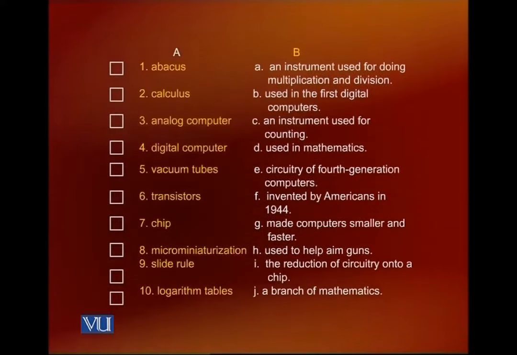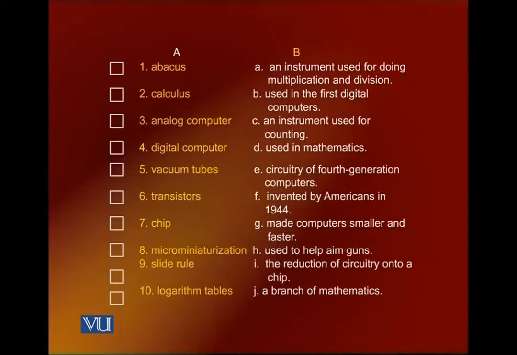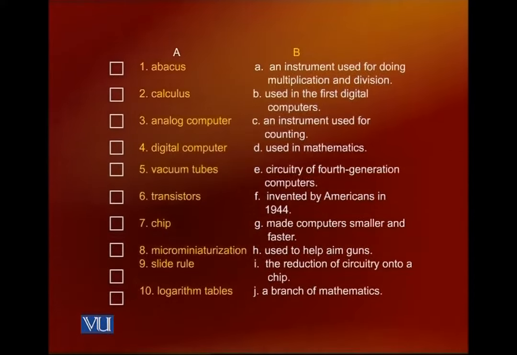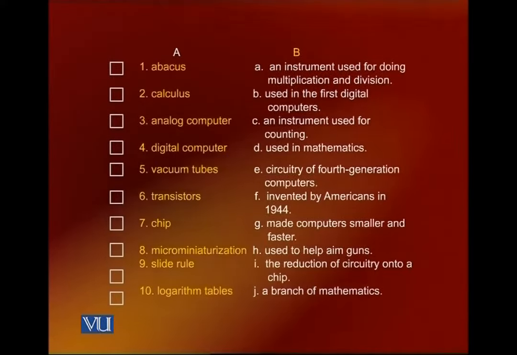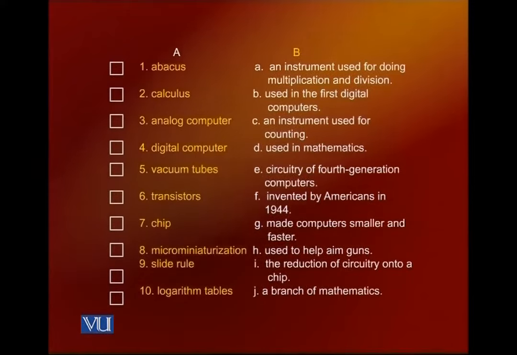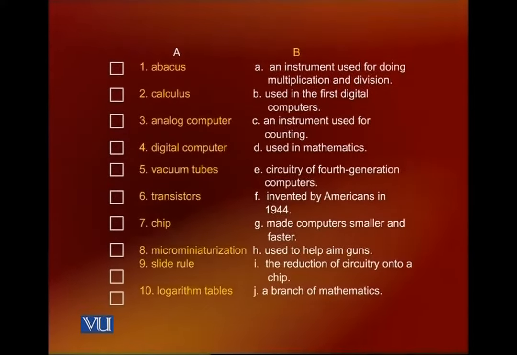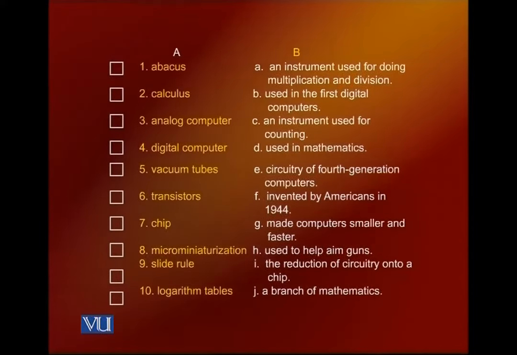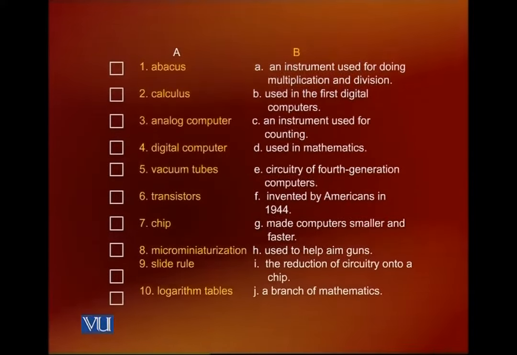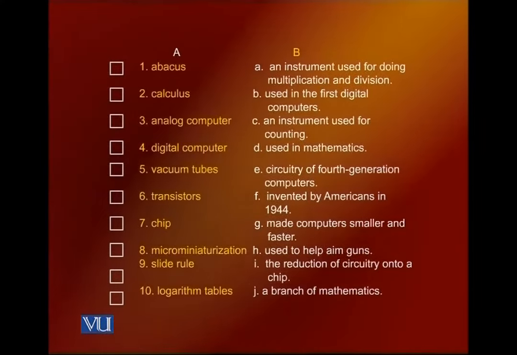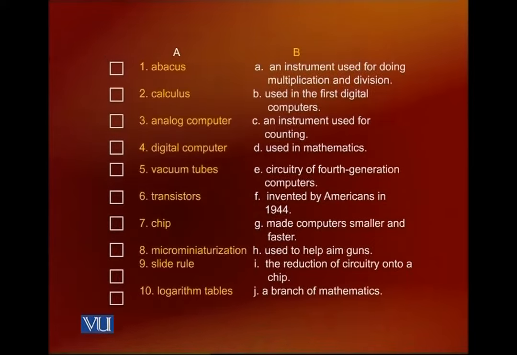Number five, vacuum tubes. Well, vacuum tubes were used in the first digital computer. It's statement B. Number five matches statement B. Vacuum tubes were used in the first digital computers. Number six, transistors. If you go through column B, you will find transistors.